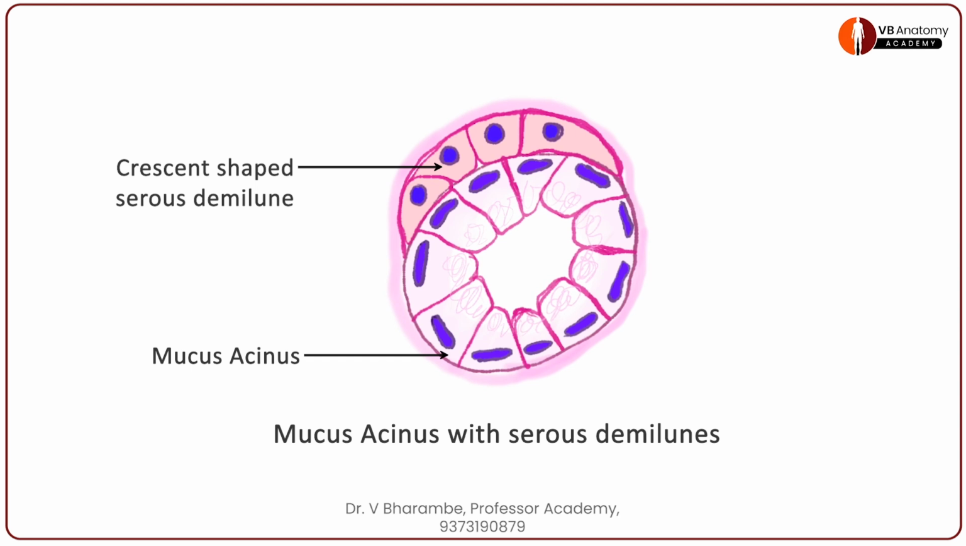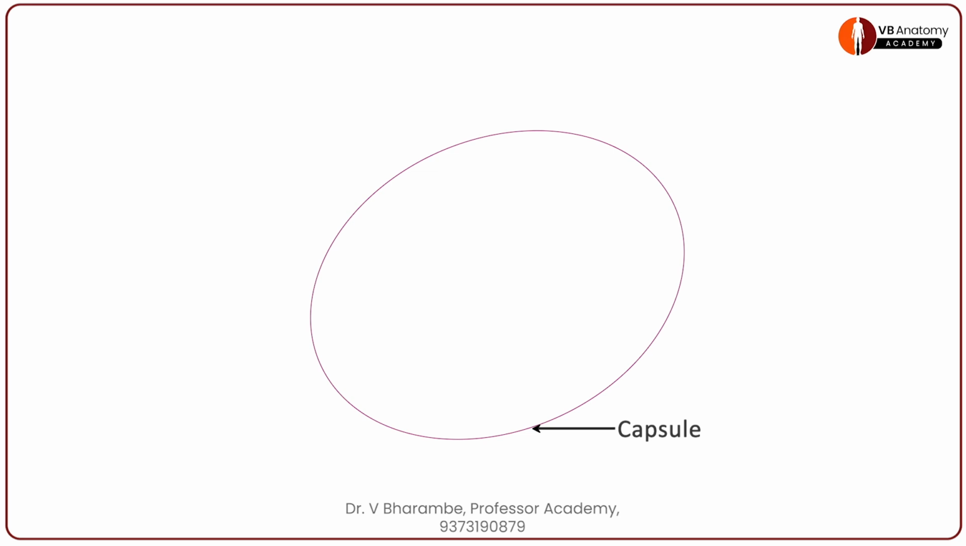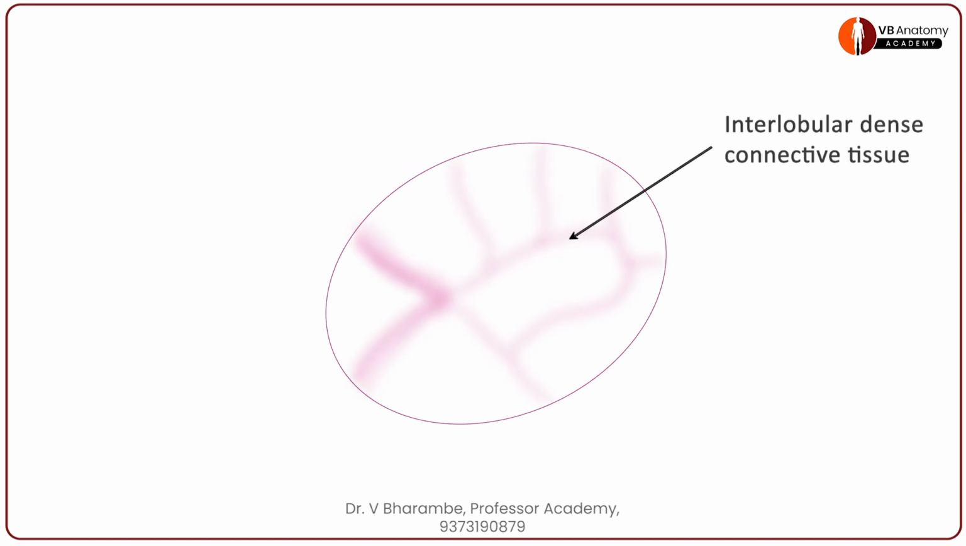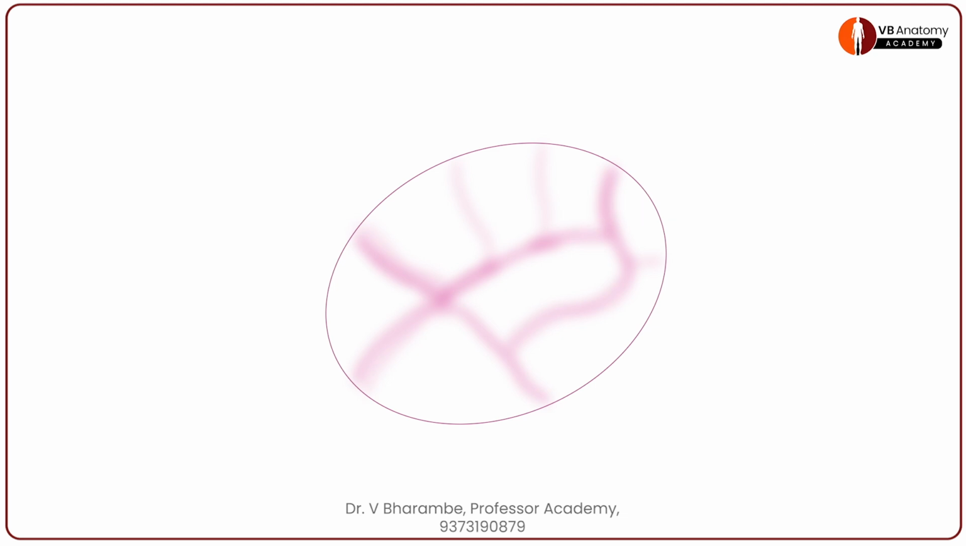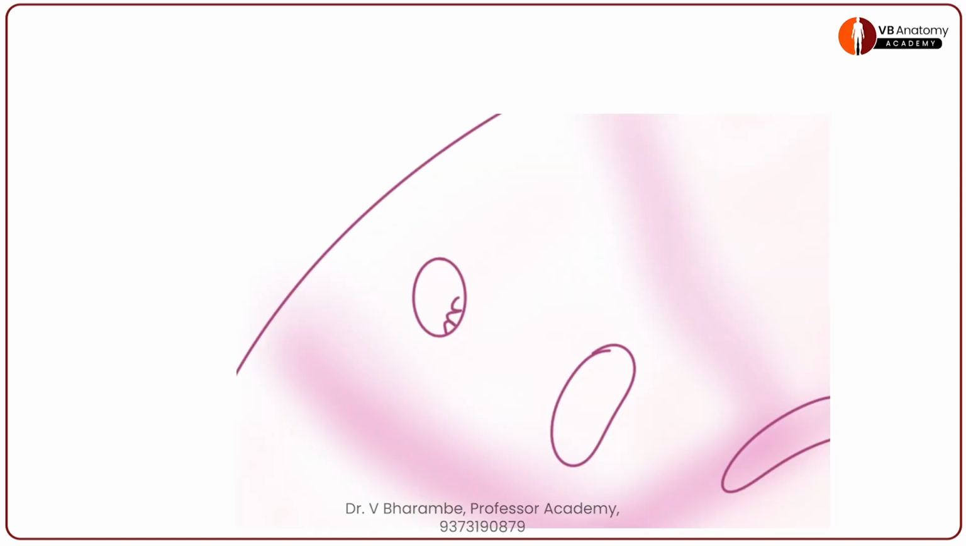We will now go on to understand the basic structure of a salivary gland. The salivary gland basically consists of an outer capsule which gives out septi, dividing the salivary gland into smaller lobes and lobules. The interlobular septa are dense connective tissue, while the intralobular connective tissue is loose connective tissue. Within this loose connective tissue, we will now add the ducts. So here is one duct, here is one more, and let's add one more within the septum.